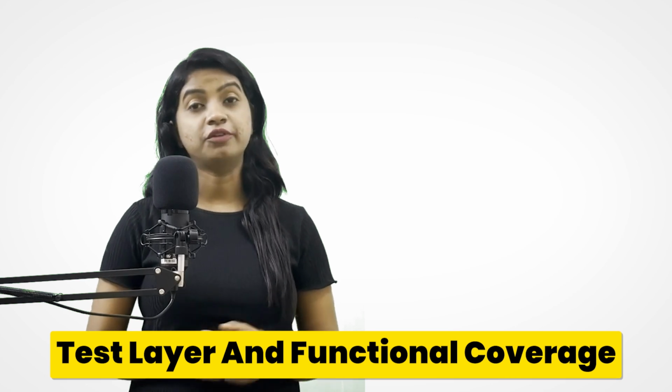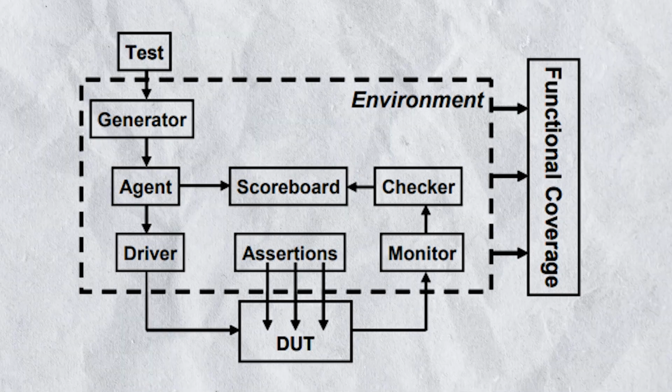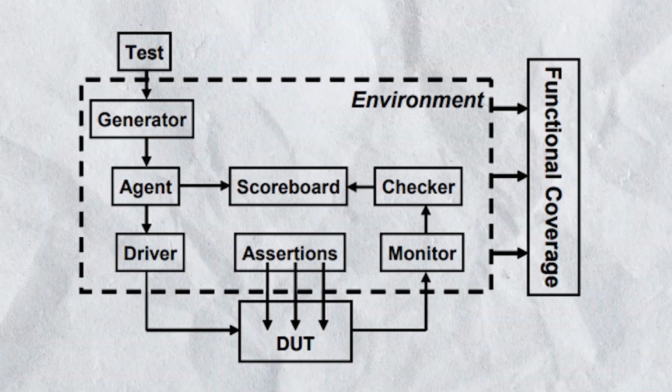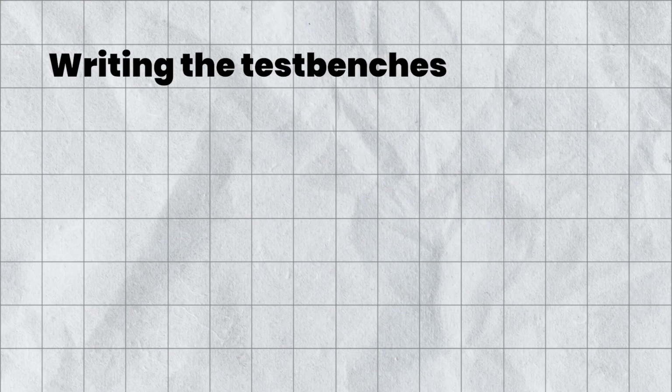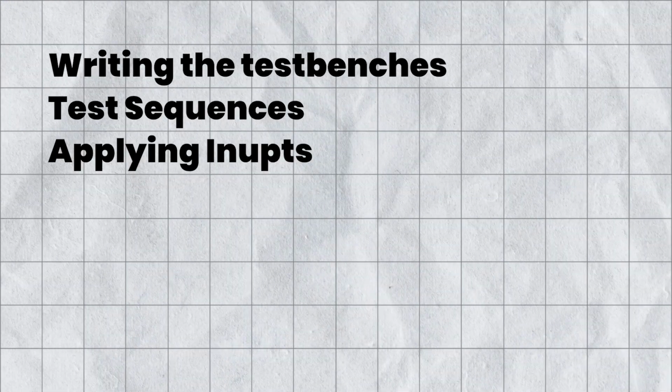The final one is the test layer and the functional coverage. This test layer is the top level of the entire test environment, and everything happens inside this test layer. It involves writing the test benches and test sequences, applying inputs, monitoring outputs, and performing various operations to check whether the DUT is performing correctly or not.